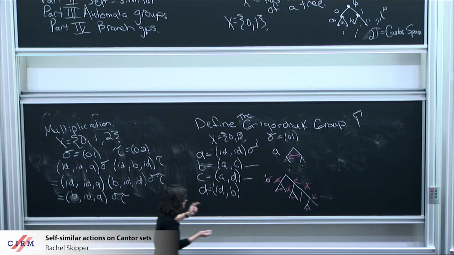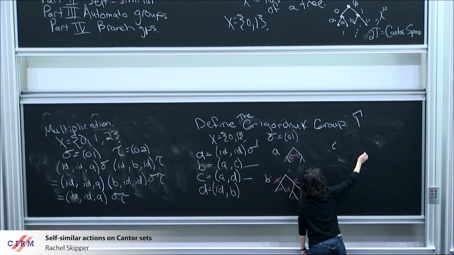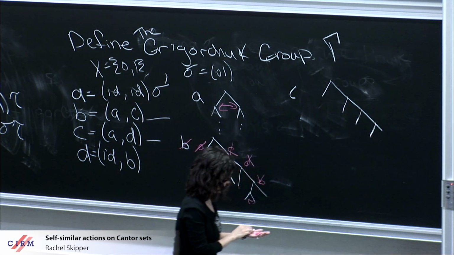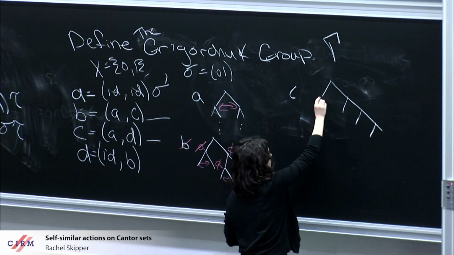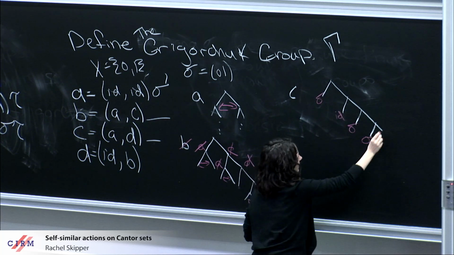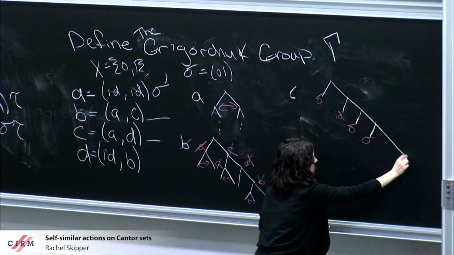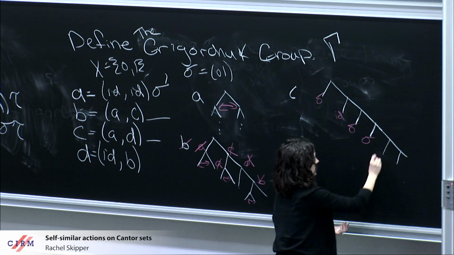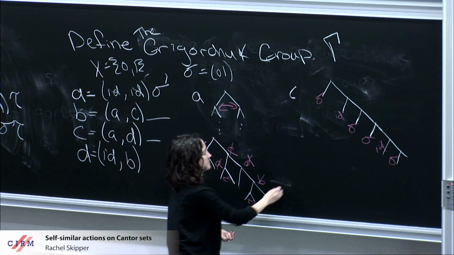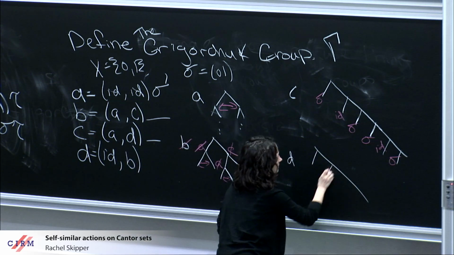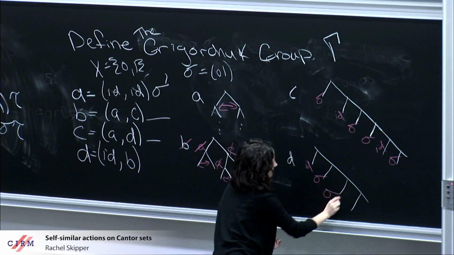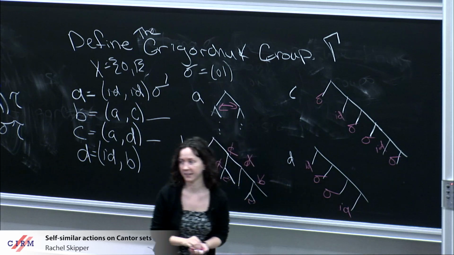Similarly, C, on the other hand, if you start following this right infinite ray, you'll see this permutation sigma, then the identity, sigma, sigma, the identity, sigma, following this ray. And D, last but not least, is going to look like the identity, sigma, sigma, identity, et cetera.